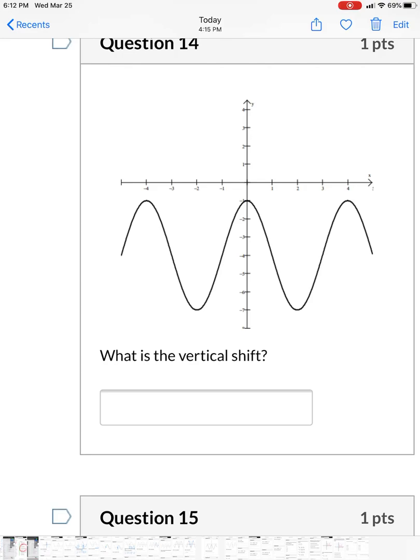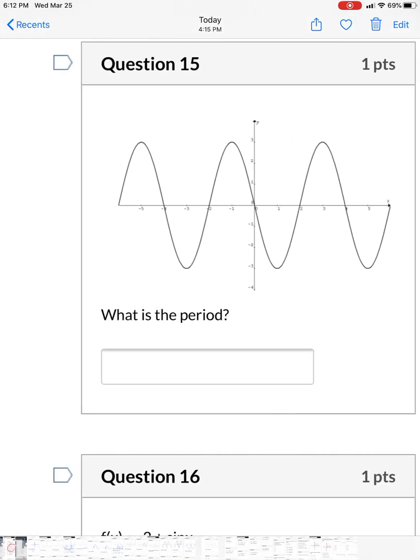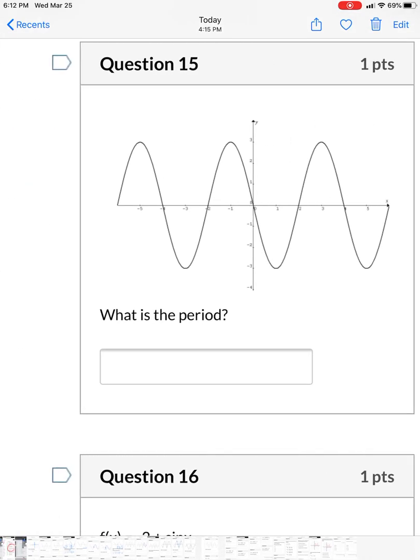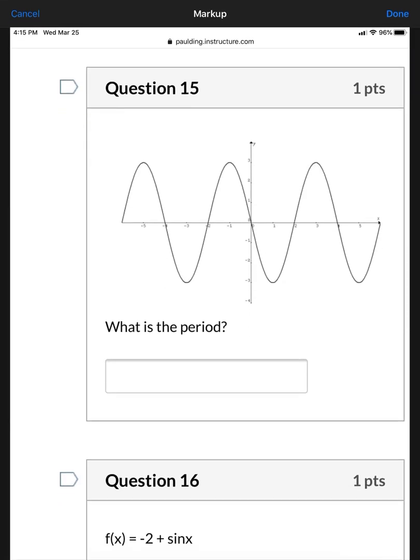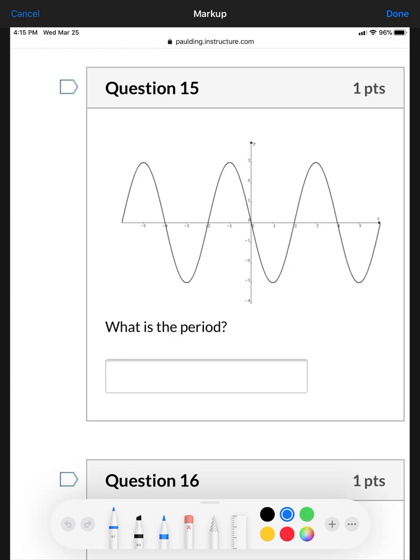Vertical shift, so that's going to shift the graph down or up. So how far did the graph move down? Period again, pick out a cycle length. So if you say we got a sine curve here, there's a sine curve, how far does it go? That'd be 6. So subtract those two, and that would be the length of the period.